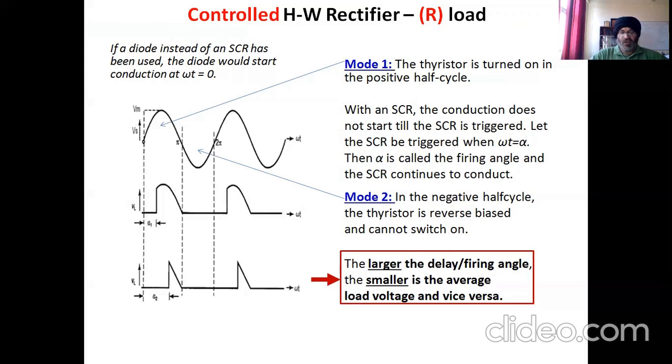So just by changing the value of alpha, we can change the output. The larger the value of alpha, meaning the larger the firing angle, also called the delay angle, the smaller will be the DC output. The smaller the angle alpha, the larger will be the DC output. So we can change the DC output levels just by changing the angle alpha. Hence the name controlled rectifier. We can control it just by controlling the gate pulses.